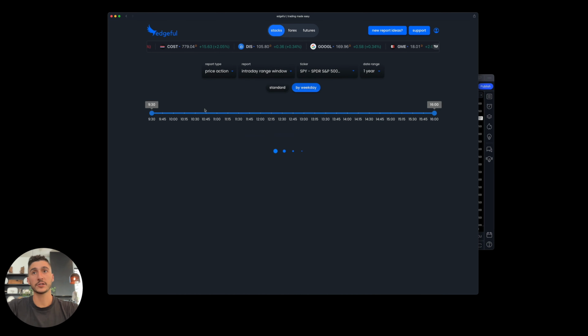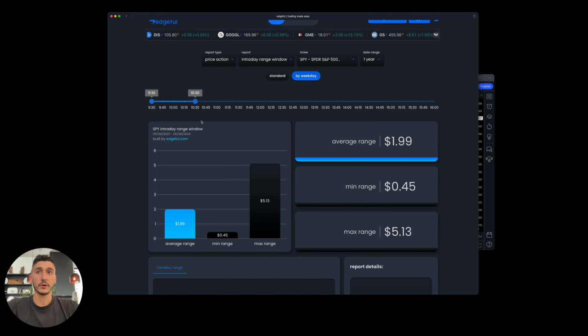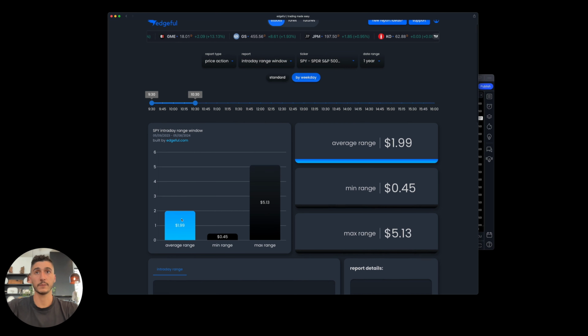So, this is actually a very interesting one for options buyers, and I'm going to talk about options selling in a minute too. What this report shows you is the average range within a certain time period. So from 9:30 to 10:30, what is the average range? What you can see is the average range on SPY in the last year, within the first hour of trading, is roughly $2. As an options trader, personally I like to focus on that time period because that's what has the most volatility.